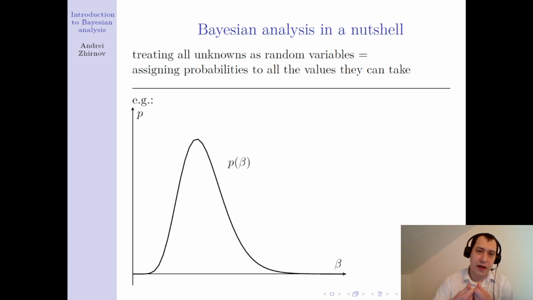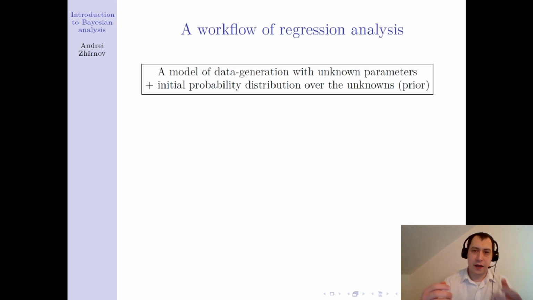The exact workflow of Bayesian data analysis is going to depend on the models that we are trying to build and the exact goals that we are trying to pursue. Let's take a look at the Bayesian data analysis workflow in case we are trying to perform a regression analysis. Such an analysis is going to start with a model of data generation with the unknown parameters and some sort of initial probability distribution over these unknowns, over these parameters. Our beliefs about the unknowns in our data generation process before we observe the data are going to be called the priors.